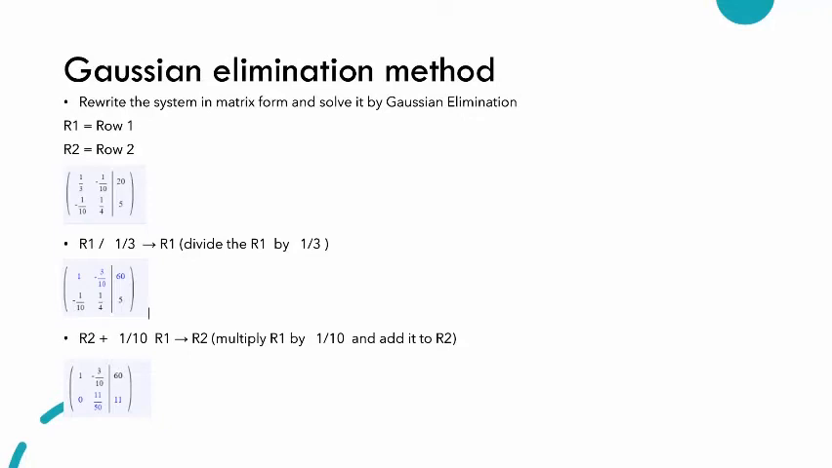The Gaussian elimination method. We write the system in matrix form and solve it by Gaussian elimination. We assume that R1 equals row 1 and R2 equals row 2. So here is our elimination method. This is our first matrix. The first step is to divide row 1 by 1 over 3. Divide each number of row 1 by 1 over 3, and then we get 1, negative 3 over 10, 60. And then we multiply row 1 by 1 over 10 and add it to row 2. With that, we get 0, 11 over 50, and 11.